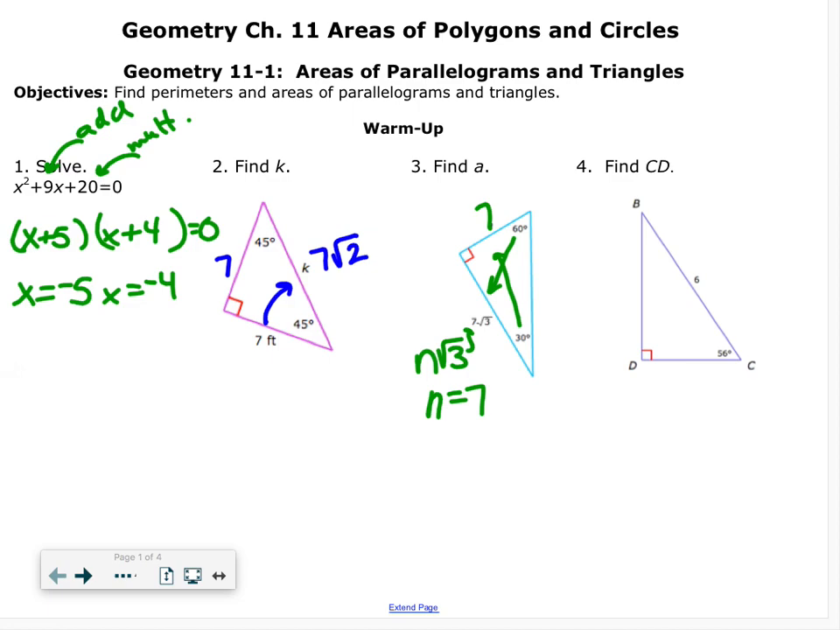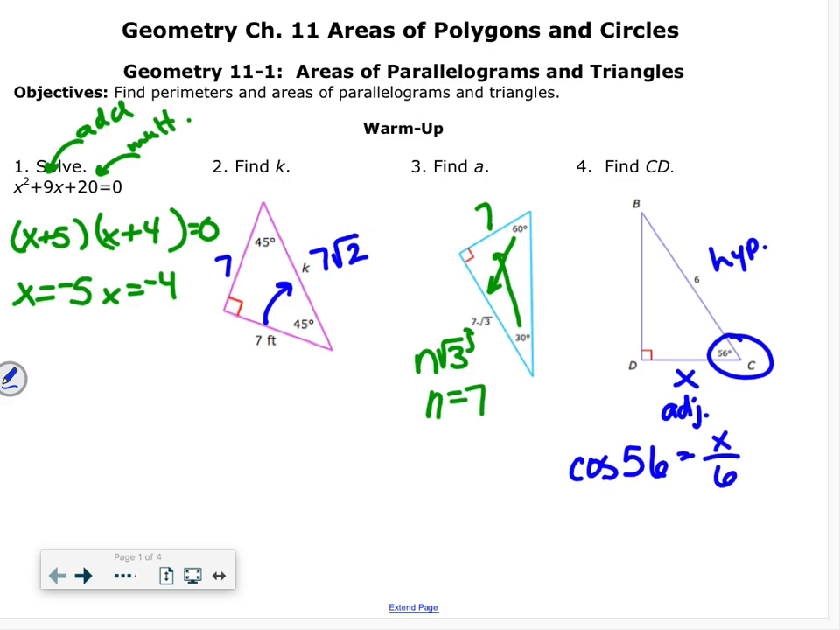And the last one, just a little trig review. We're looking for CD, so let's put our x there. Here is our angle, our reference angle that we're using. We need to label our sides. Our hypotenuse is over here, and our adjacent side is here. So we should be using cosine, because cosine of our angle is the adjacent side over the hypotenuse.